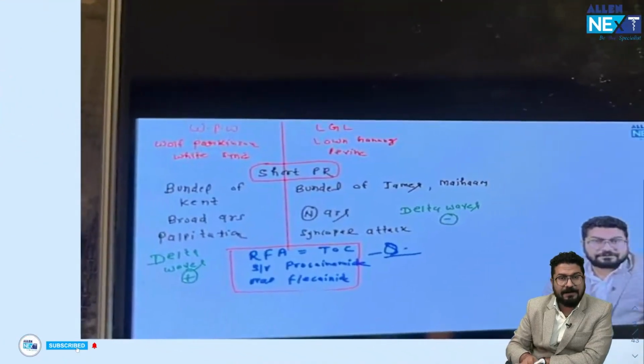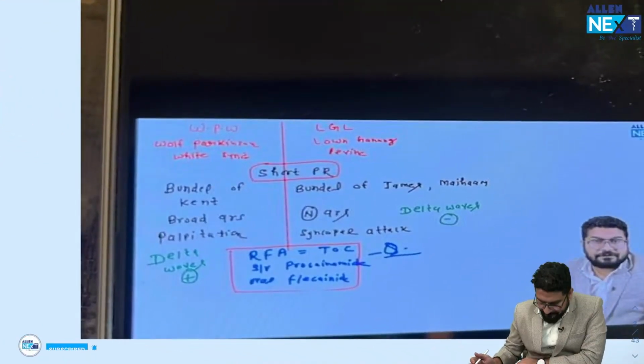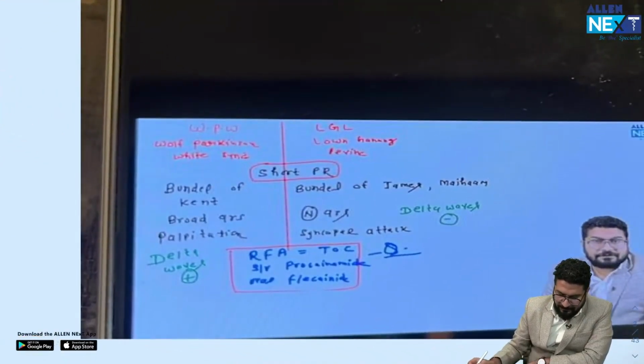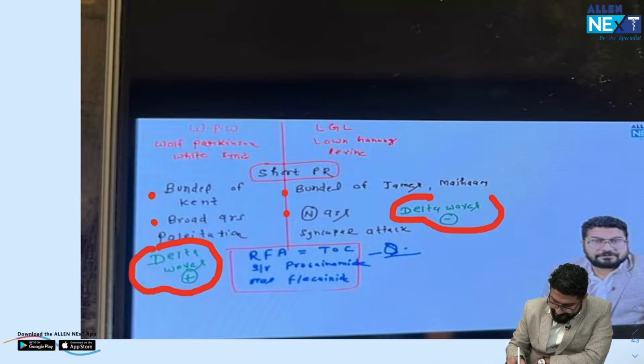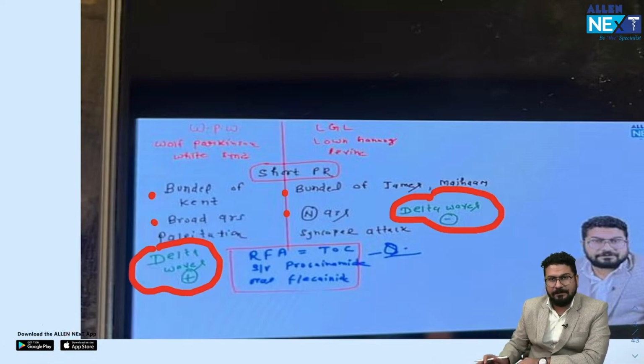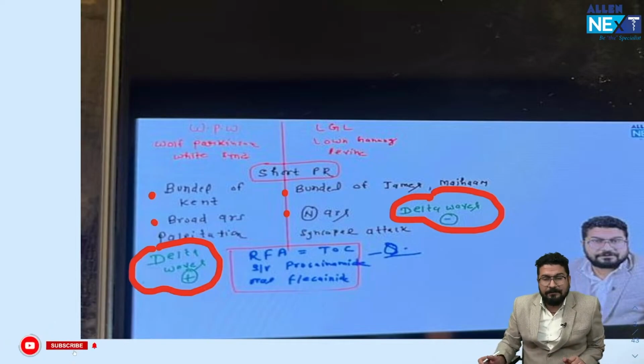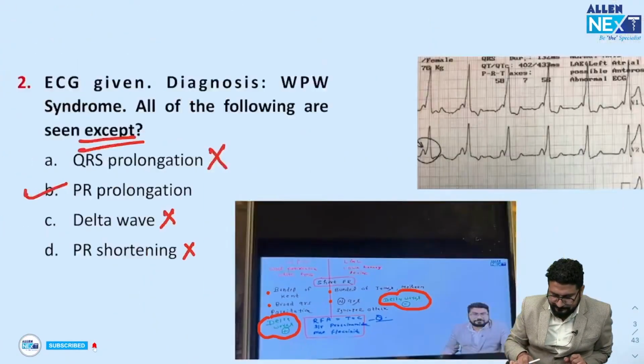Let us see what we have discussed in our notes. We have discussed WPW and Lown-Ganong-Levine syndrome. You can see the bundle of Kent, and we have the bundle of James and Mahaim. Here you will see broad QRS, here you will see normal QRS. Here delta waves are present, here delta waves are absent. The treatment of choice for both conditions, because these are due to accessory pathways, will be radio frequency ablation. Am I clear?